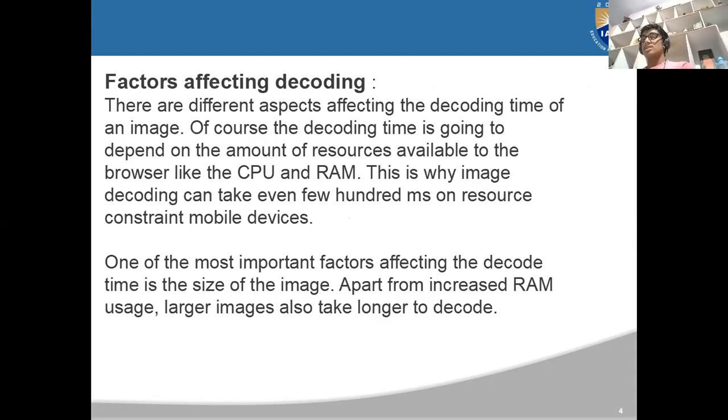Now, factors affecting decoding. These are the different aspects affecting the decoding time of an image. Of course, the decoding time depends on the amount of resources available to the browser, like the CPU and RAM. This is why image decoding can take even a few hundred ms on resource-constrained mobile devices. One of the most important factors affecting decode time is the size of the image. Apart from increased RAM usage, large images also take longer to decode.